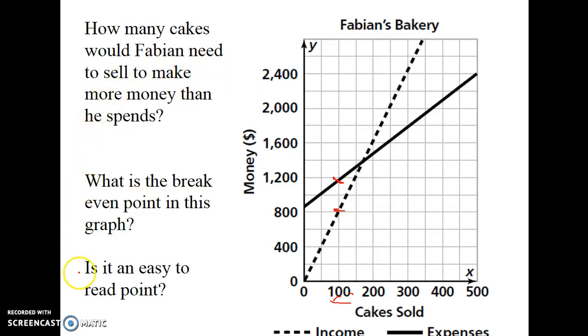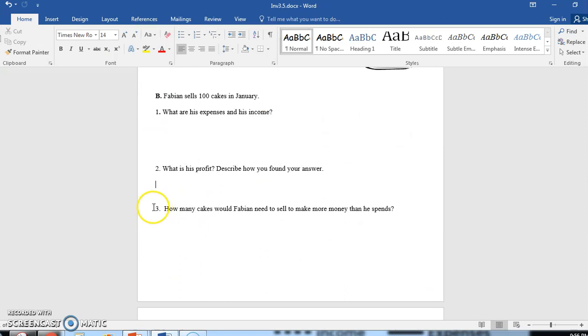So we're looking for the break-even point. And it's not going to be an easy to read point. I think you can tell it's not an easy to read point on your graph. But I want you now to make an estimate. What do you think is the number of cakes that Fabian would have to sell so that he would make more money than he actually spends? And there's a place for that on your worksheet. That would be right here under number 3. So you can use this graph that I showed you.